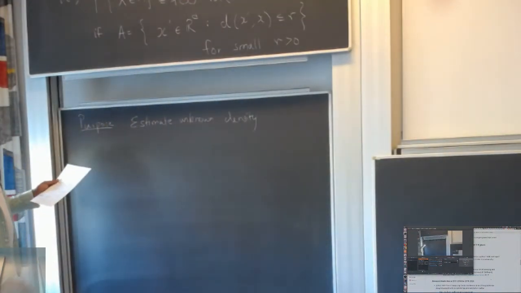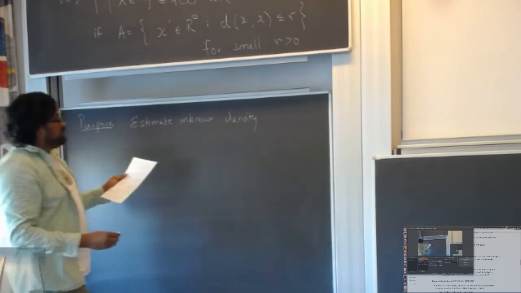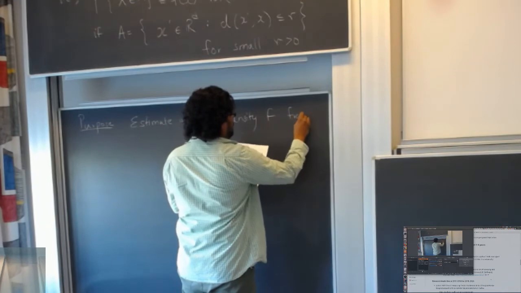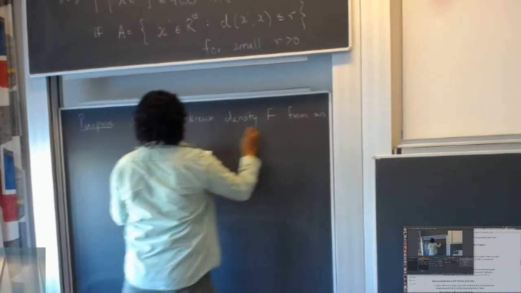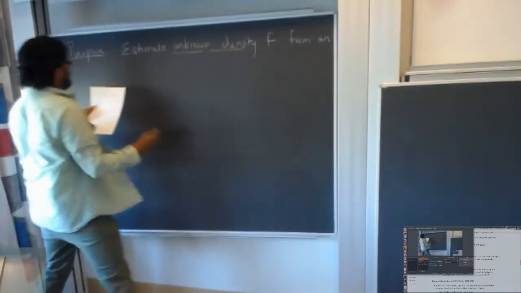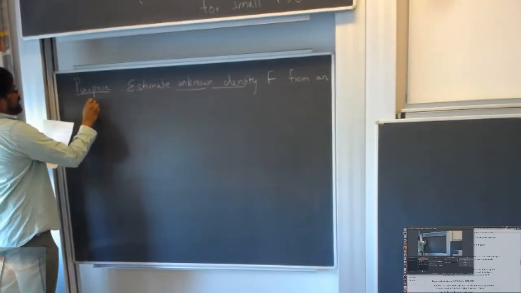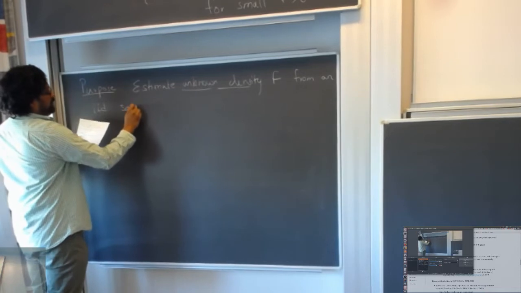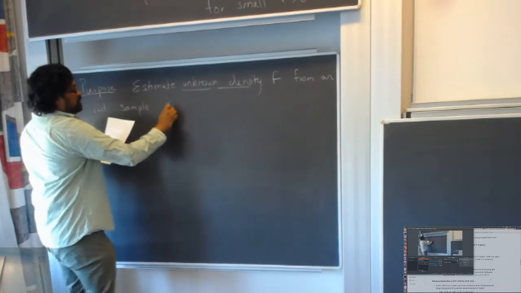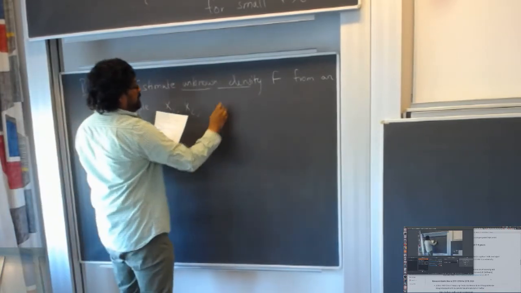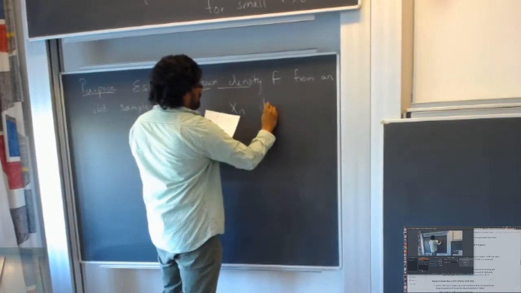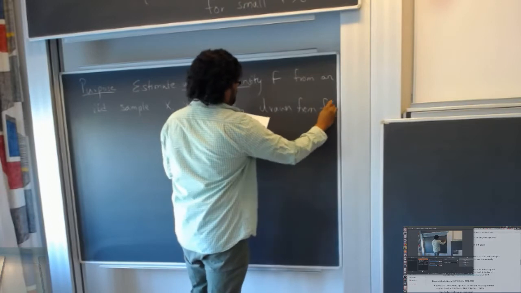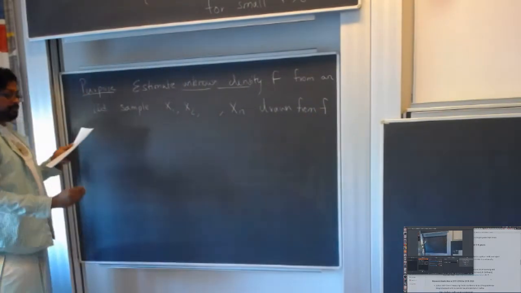Yeah. So the purpose is this: estimate unknown density f from an IID sample, from an independent and identically distributed sample, so x1 and x2 up to xn that's drawn from f. So this is our sort of problem.